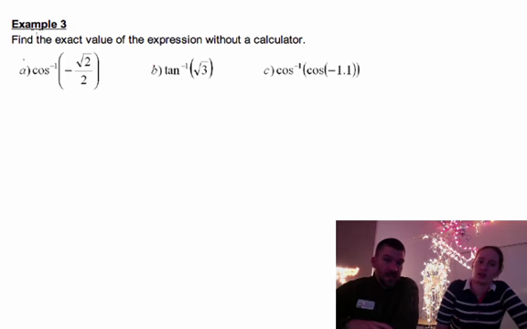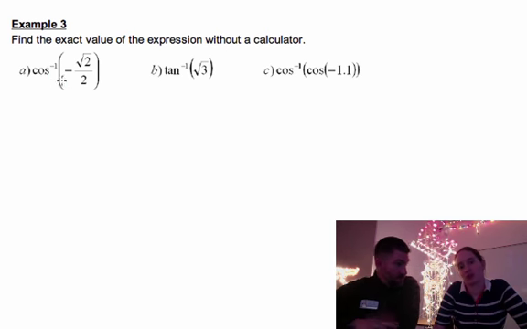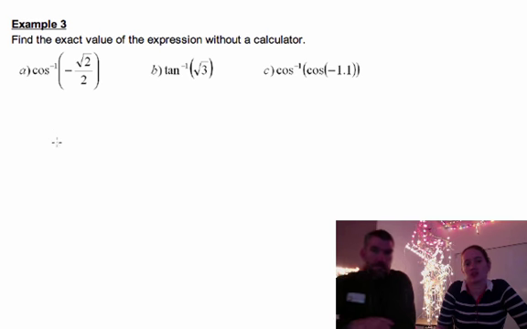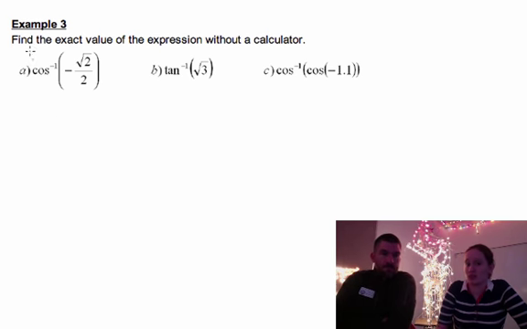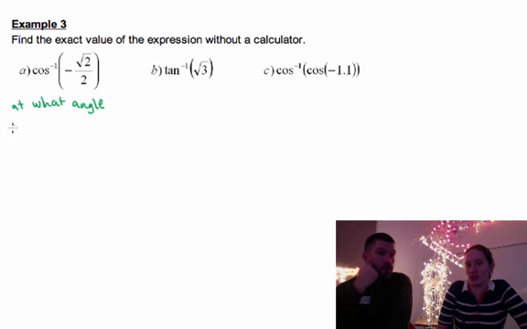So let's dive into some problems now where we're trying to use the arc cosine, arc tangent stuff. Part A, inverse cosine of -√2/2. We can look at the unit circle, because remember we're asking at what angle will you get an x. Remember, cosine is the x coordinate. At what angle is the x coordinate -√2/2?